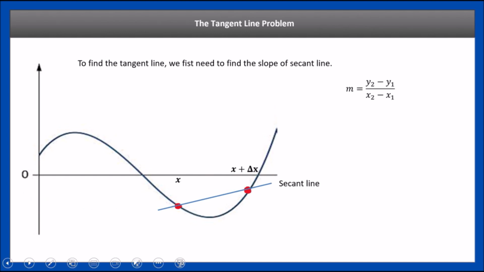Great, so we got our secant line. Now let's assume that this is x1, which is x, and let's call x2 x plus delta x, where delta x is the space between x and x plus delta x.